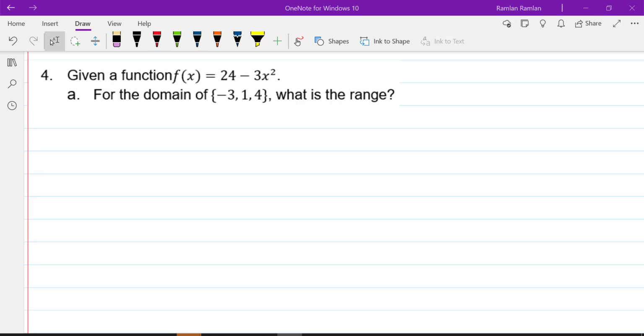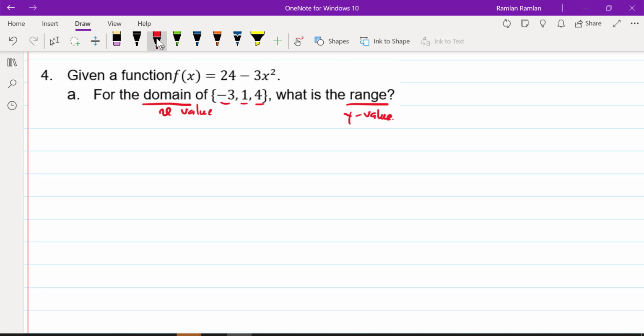Okay, let's go to question number 4. Given a function f of x equals 24 minus 3x squared for the domain of -3, 1, and 4, what is the range? Remember that when we're talking about the domain, it means the input, or the x values. So in here we have these three, right? All of these are the x values. The range is actually the result. The result is the y value, right?